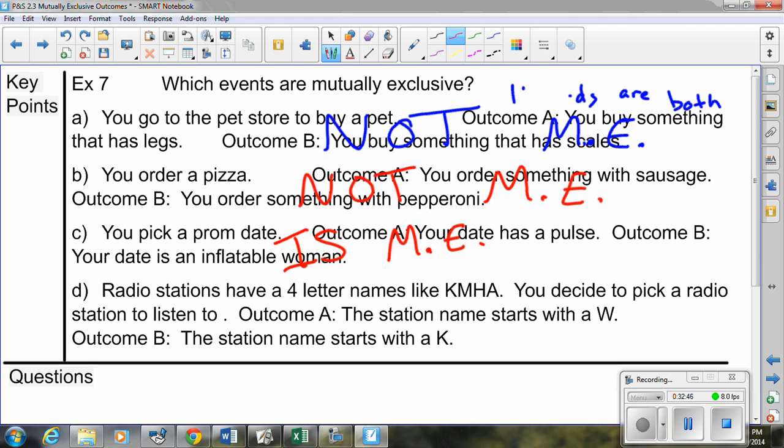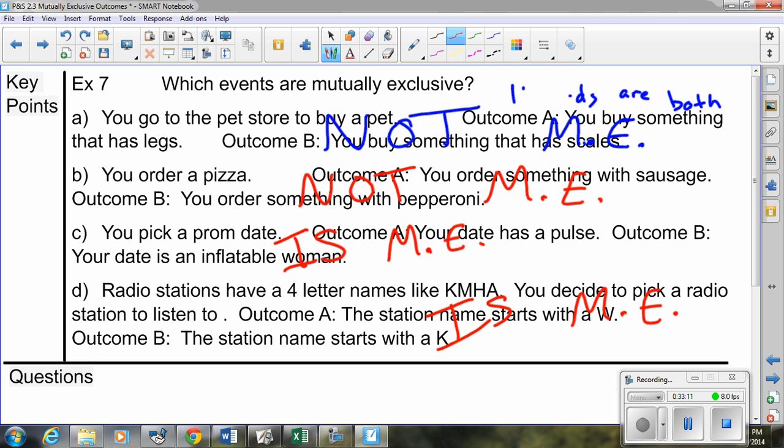Radio stations have four-letter names like KMHA. You decide to pick a radio station to listen to. Outcome A, the first letter of it starts with a W. Option B, it starts with a K. Could you have both? No, it's the first letter. This is one that is mutually exclusive also.